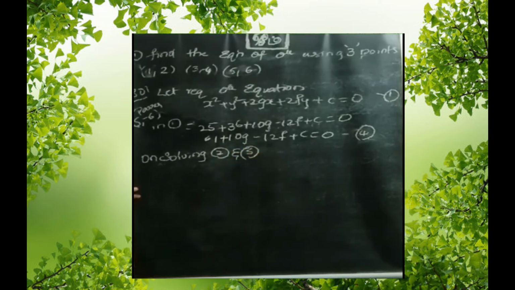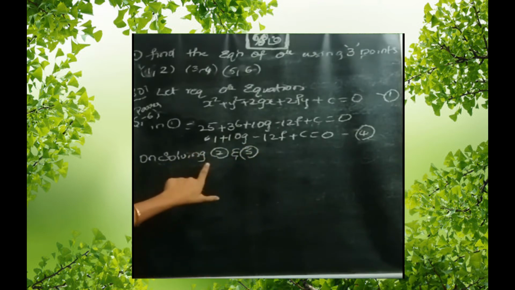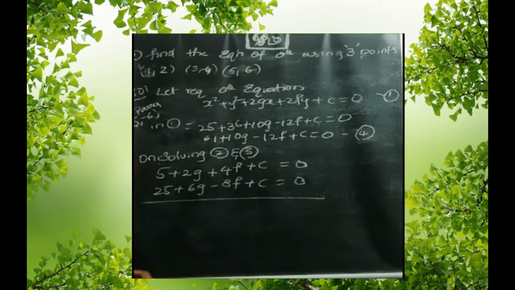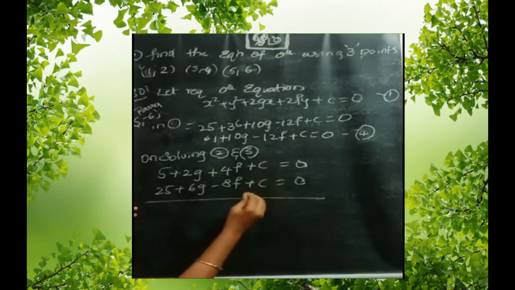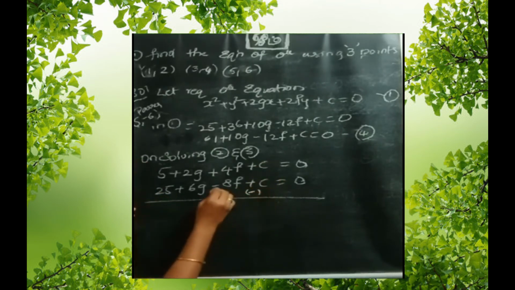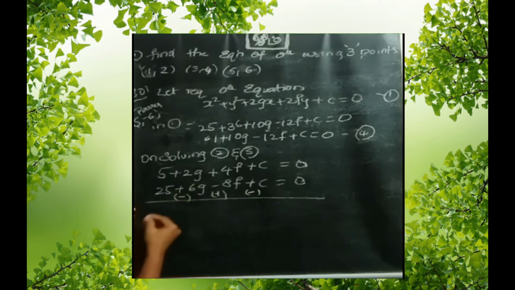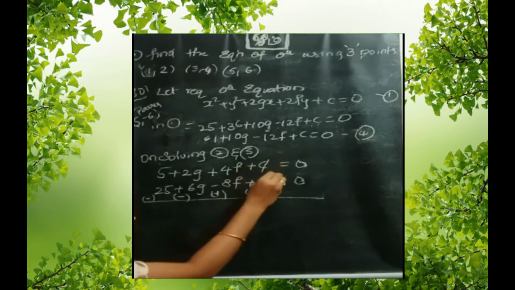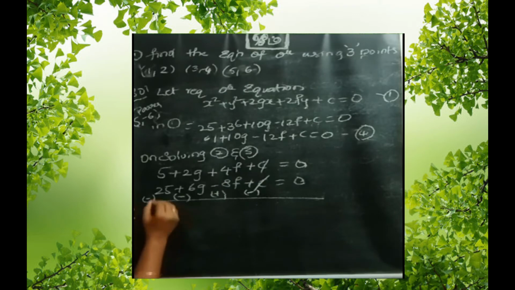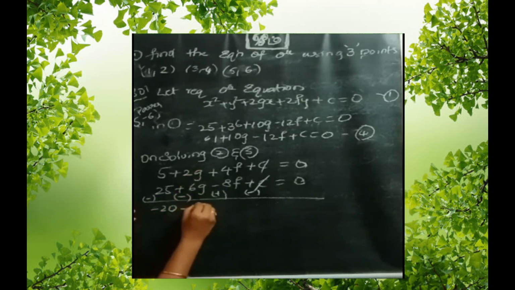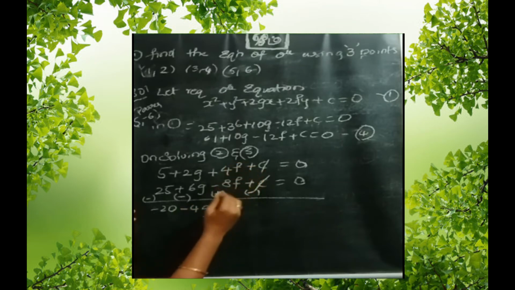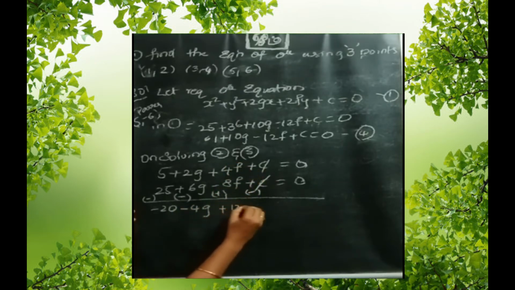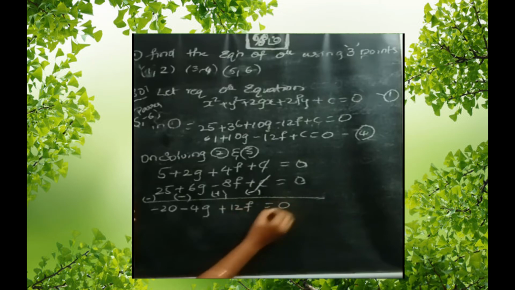Now we have to solve equations 2 and 3. We will get these two equations. So to cancel, see what we have to reduce. Here minus, here plus. So plus, here plus means minus, here minus. So c will get cancelled and we will get minus 20, 2 minus 6, minus 4g, minus 4f plus 8f is plus 12f equals 0.